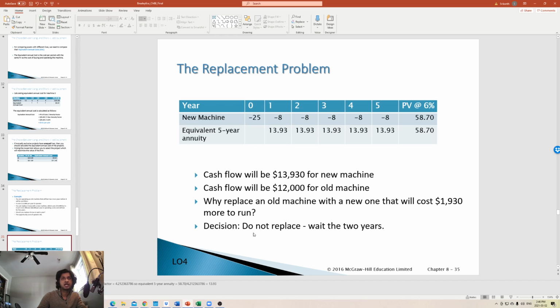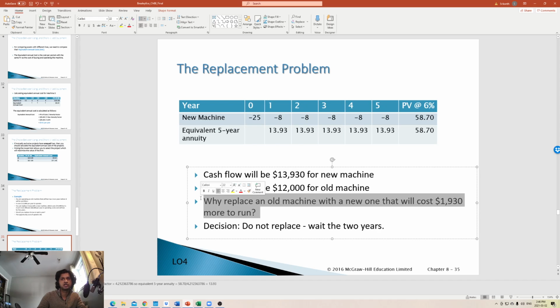So comparing that with the old machine, which costs 12,000 per year, and this one's costing 13,900 per year, you stick with the old machine for 2 more years and do not replace it. Wait the 2 years. So that's how you try and think about this question.